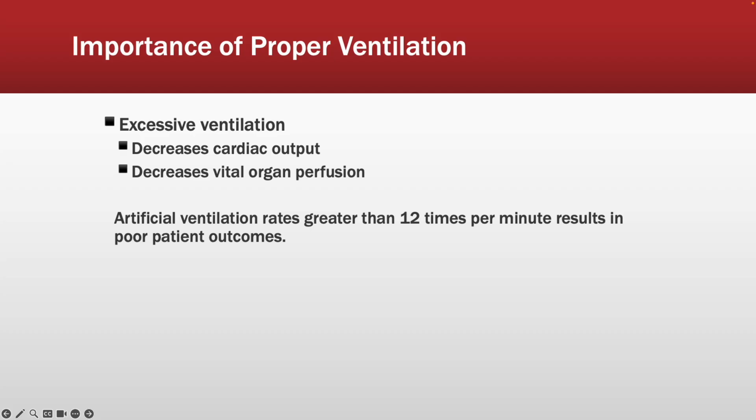Artificial ventilation rates greater than 12 times per minute result in poor patient outcomes. Even though normal respirations of an adult should be between 12 and 20, that doesn't mean we're going to be ventilating these patients at 20 and 30 breaths per minute. We're not hyperventilating. We're not going to be excessive with our ventilations. 12 breaths per minute is usually adequate for tissue perfusion in these patients.